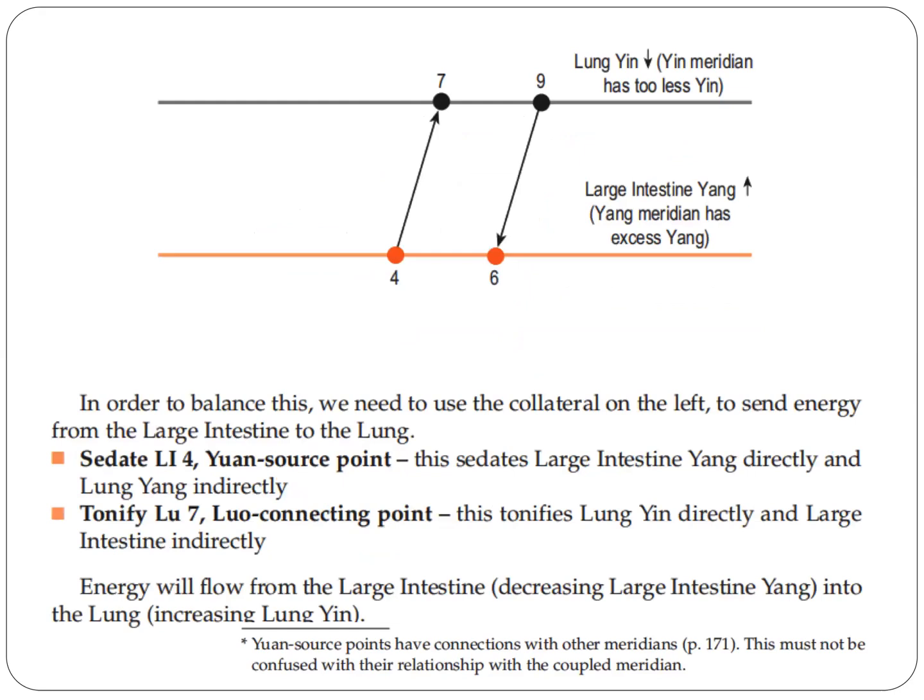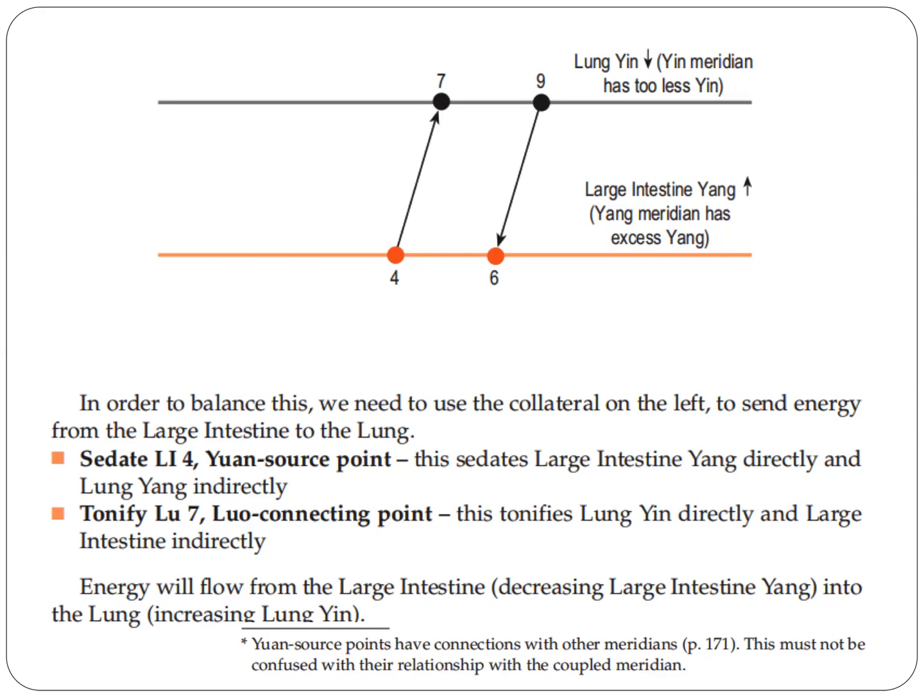In order to balance this, we need to use the collateral on the left to send energy from the large intestine to the lung. So sedate LI4, which is the yuan source point. This will sedate the large intestine yang directly, and it will sedate the lung yang indirectly. Tonify lung 7, luo connecting point. This tonifies the lung yin directly and the large intestine indirectly.